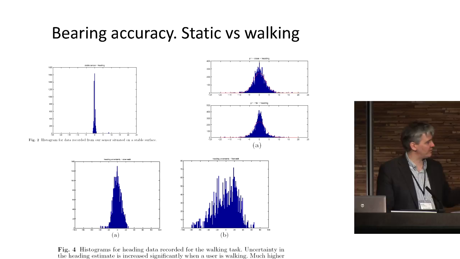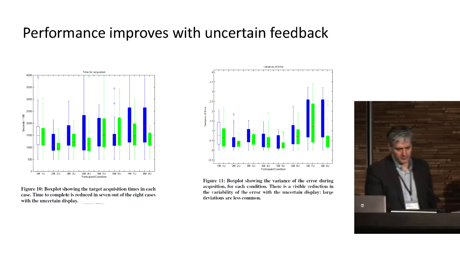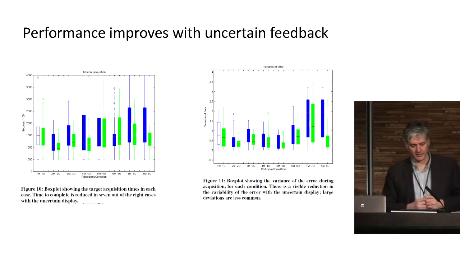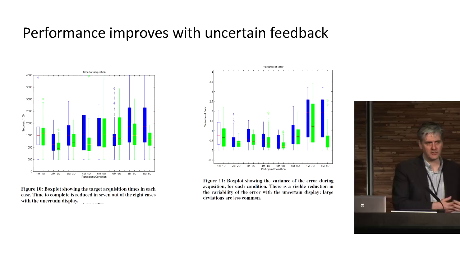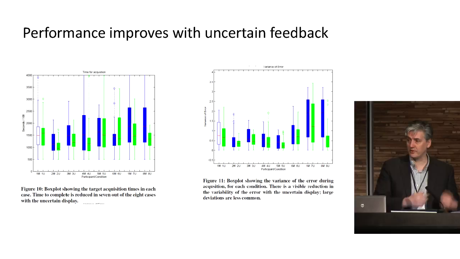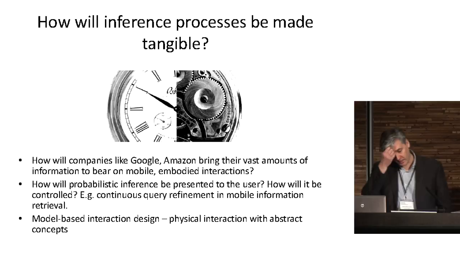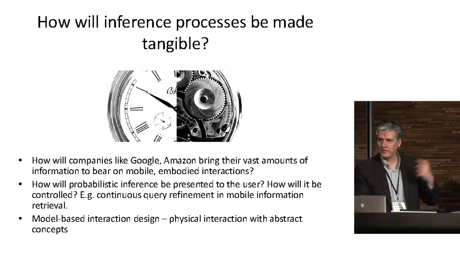And if you actually do that, because even just pointing, you've got a lot of uncertainty in the bearing. This is sort of readings you get from the magnetometer. These were results from people following paths with uncertain feedback or with certain feedback. And in most cases, you had significantly faster acquisition times when you gave the users uncertain feedback, when that uncertainty reflected the true uncertainty of the system. And I think we've got lots of interesting challenges in making the inference process from all the clever algorithms that you develop tangible to the user and help them to grasp what's going on.